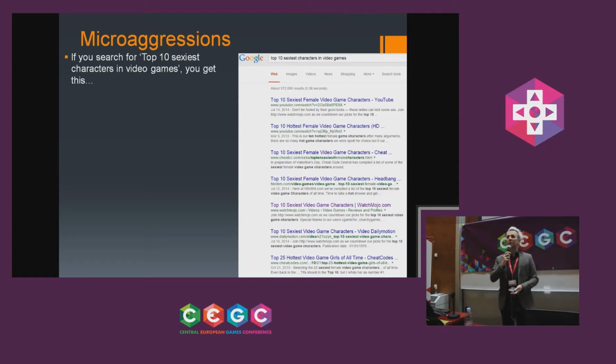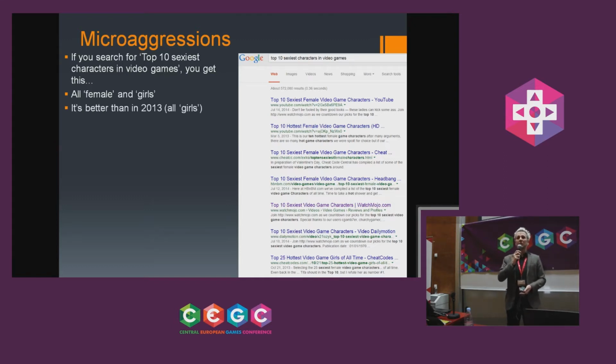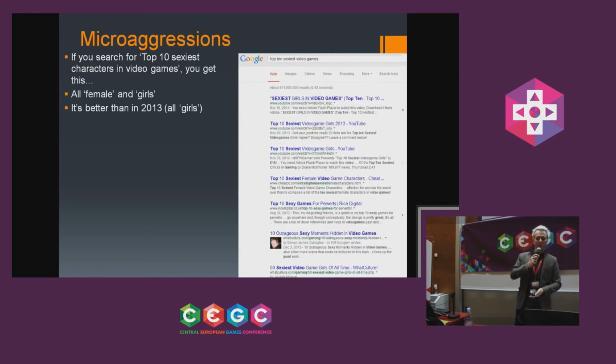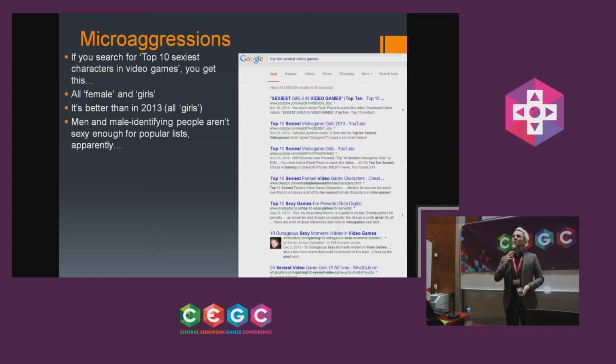So, what do we notice as a pattern developing here? Well, for a start, it's all female and girls. Now, it's better than in 2013. I did this a couple of years ago, where it was all girls. So it's the sexiest girls in video games, the top 10 sexiest video game girls, the sexiest video game girls, 10 sexiest female. Oh, okay, we've got female. 10 sexy games for perverts. 10 outrageous sexy moments, and 50 sexiest game girls of all time. So we've kind of progressed a little bit from girls up. One other thing we may notice here is that men and male identifying people aren't sexy enough for popular lists, apparently.